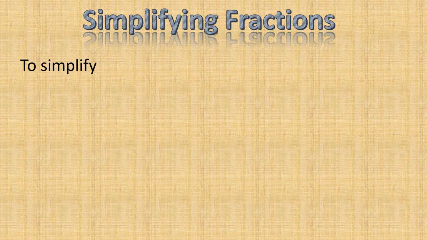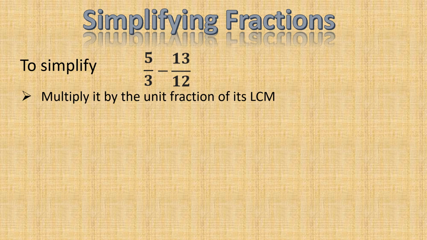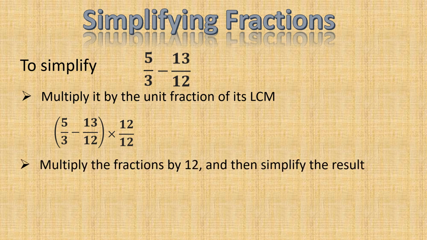To simplify 5/3 minus 13/12, multiply it by the unit fraction of its LCM. Multiply the fractions by 12, and then simplify the result.